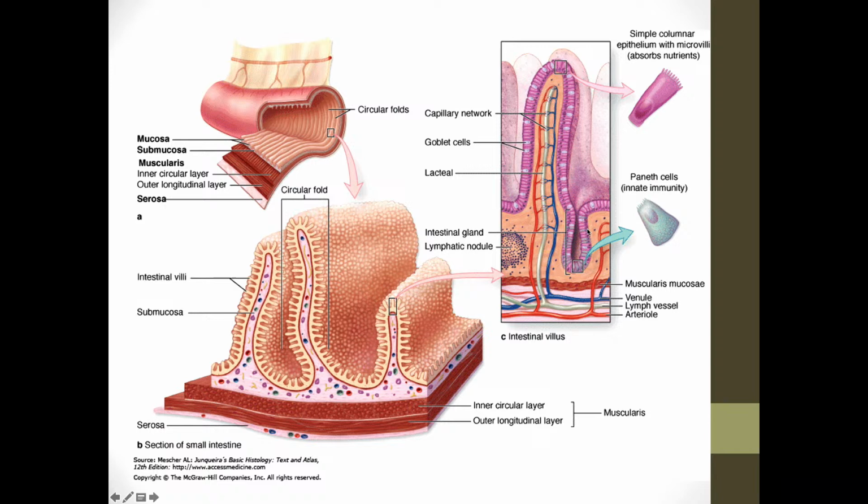contains invaginated glands near the basal part. Yes, now we shall look at this gland. Enterocytes are here, and also the goblet cells and Paneth cells and endocrine cells.